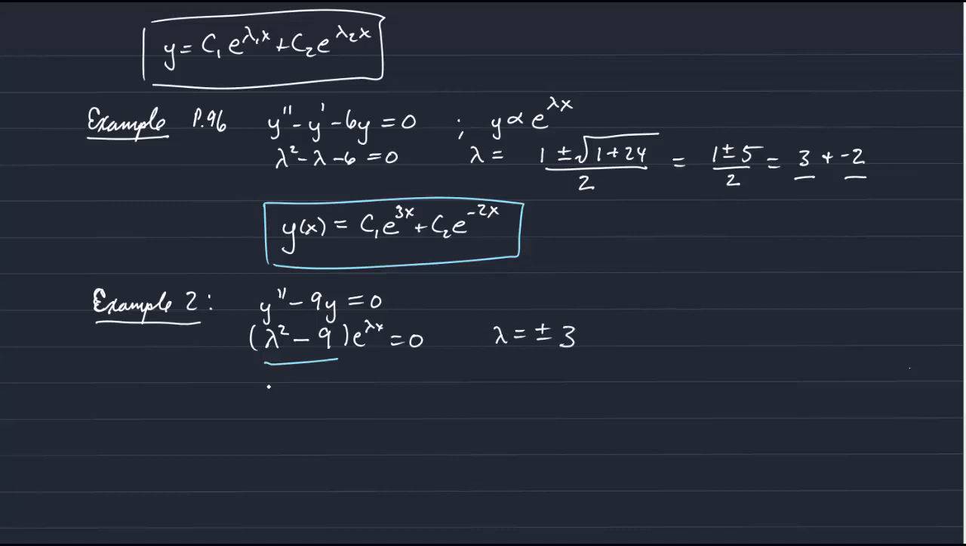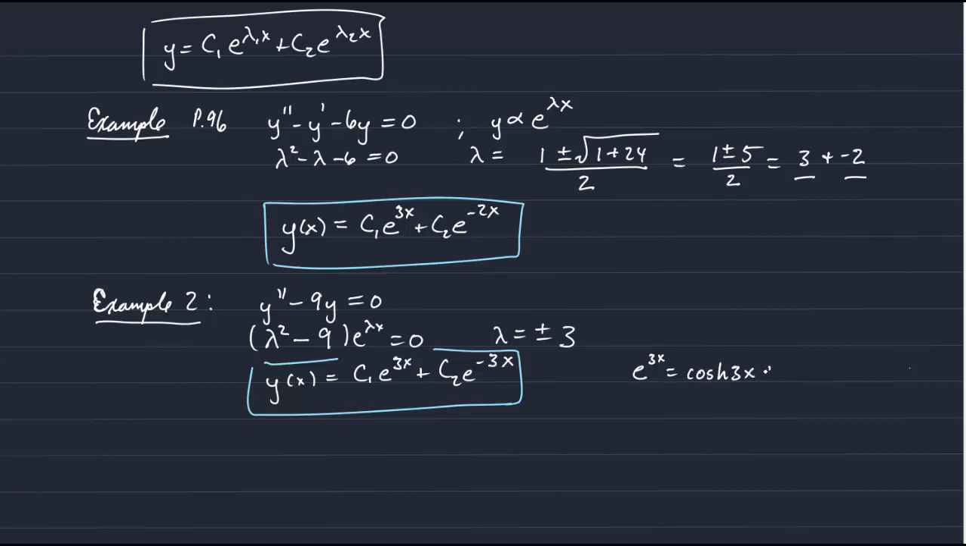And so the full solution is y is equal to c1 e to the 3x plus c2 e to the minus 3x. And so that's a great way to write the general solution. But an alternative way, as we talked about before, remember e to the x is related to our hyperbolic functions. And so e to the 3x, for example, is equal to cosh 3x plus sinh 3x. And e to the minus 3x is equal to cosh 3x minus sinh 3x.